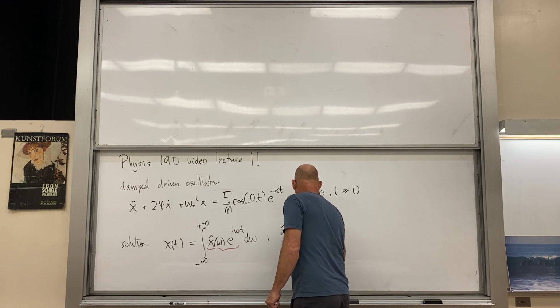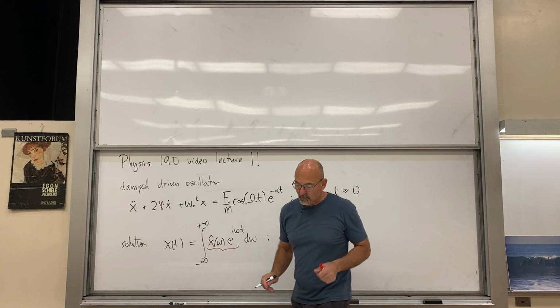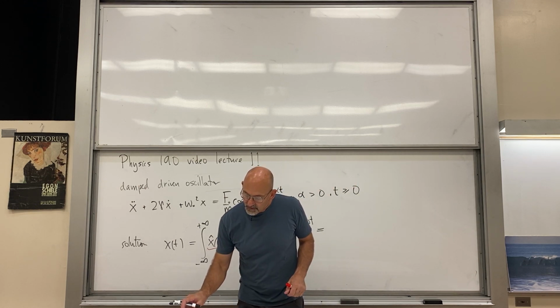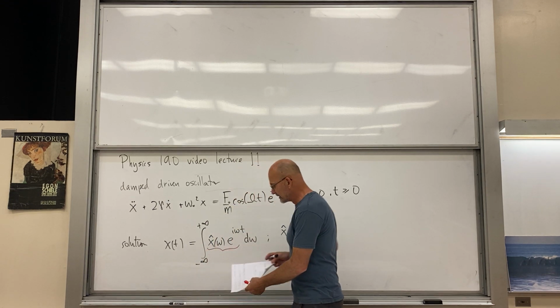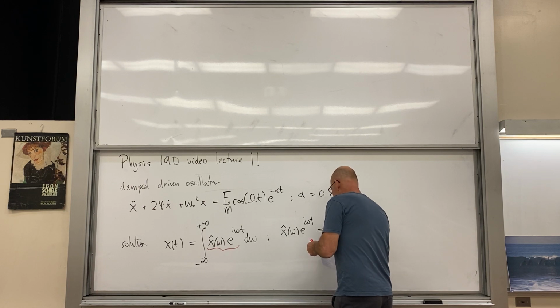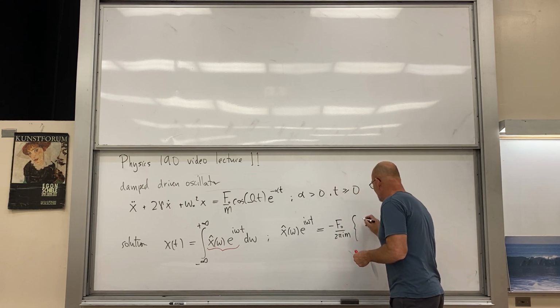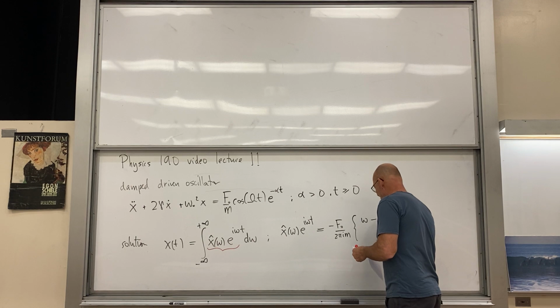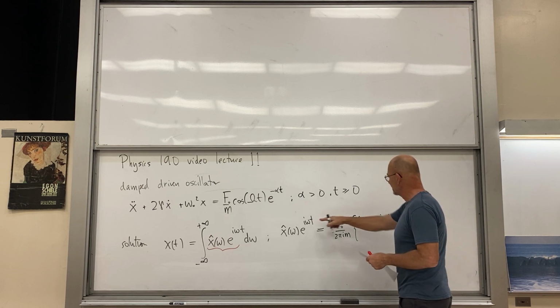So let me go ahead and write what this x hat of omega times e to the I omega t looks like. I had a couple of ways to express it. Yeah, I'm going to do this. So we've got minus f naught over 2 pi times I times m, m's mass, times omega minus I alpha, and then I've got e to the I omega t right there.